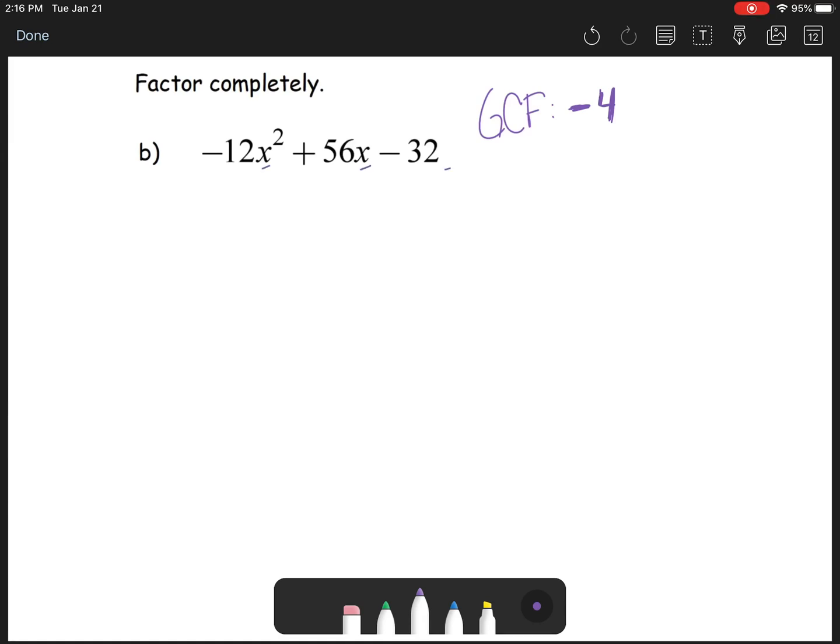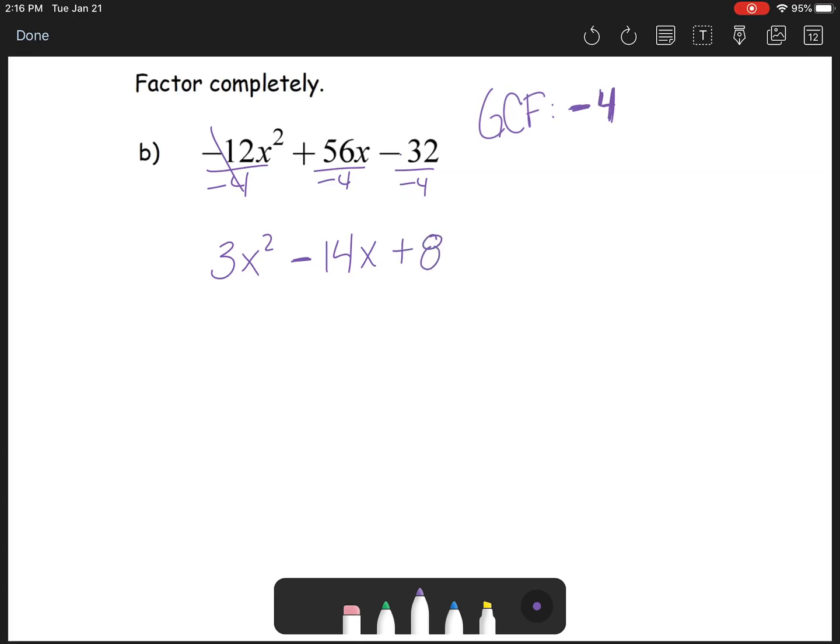Looking at the terms, the first two have an x, but that last one doesn't, so we cannot factor an x out. So it looks like we can factor a -4 out. Let's see what happens when we do that. -12 divided by -4 is a +3. Positive 56 divided by -4 would become negative, and 56 divided by 4 would be 14.